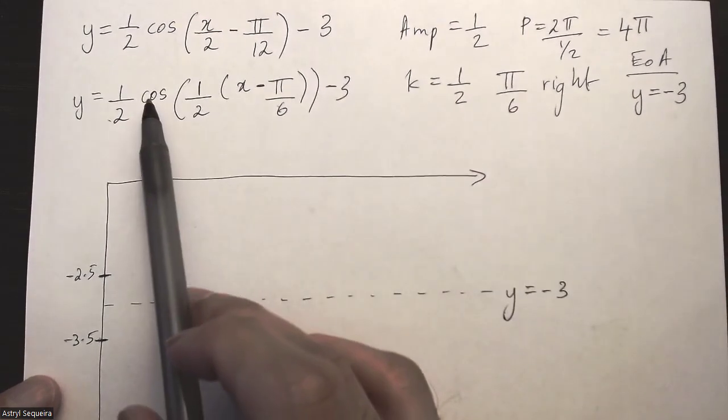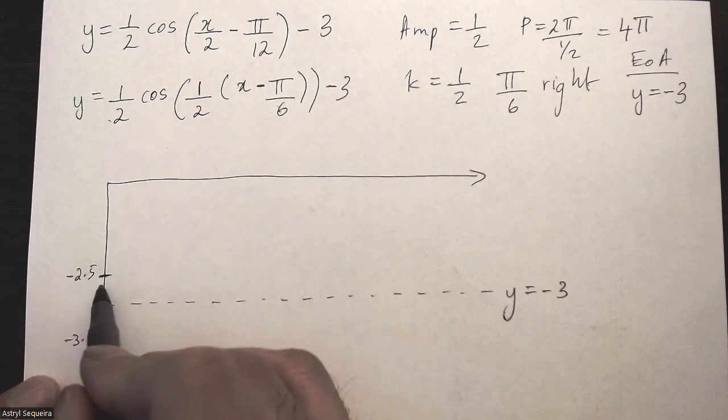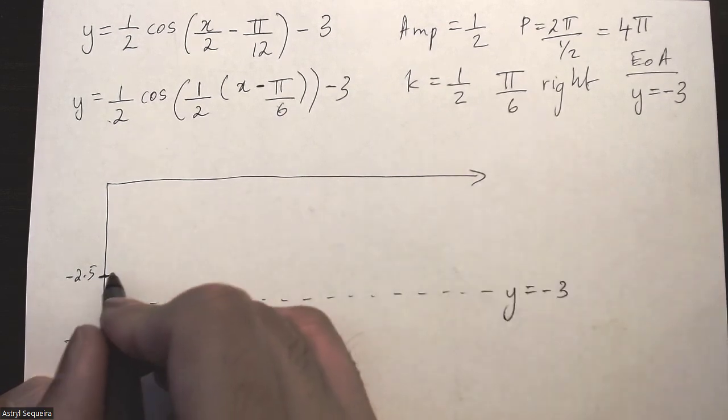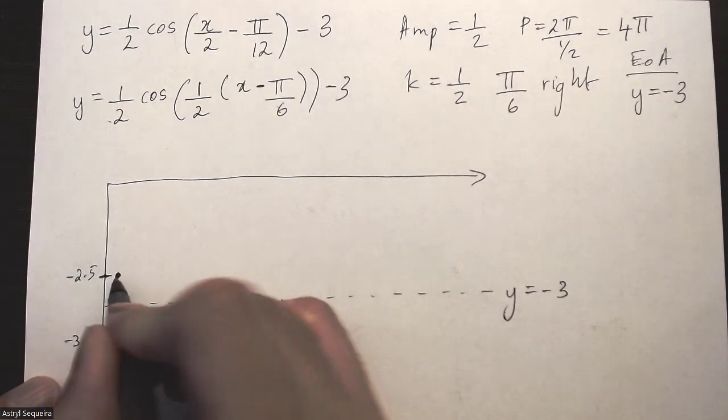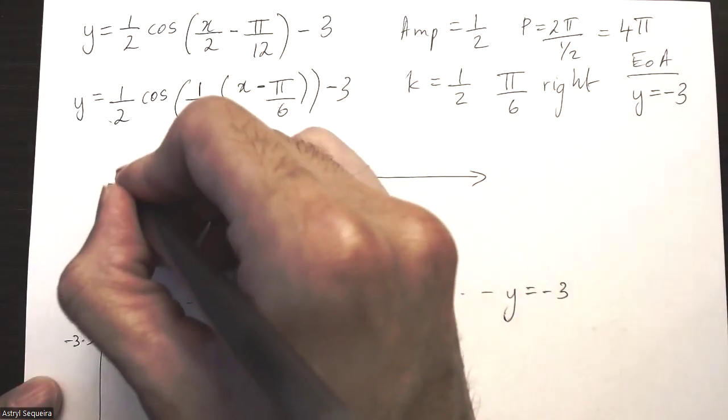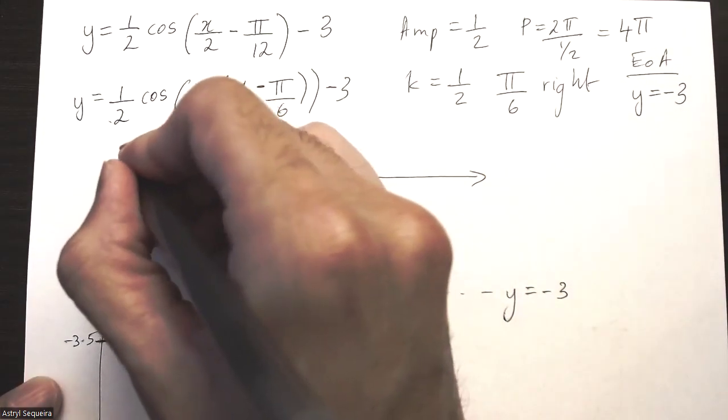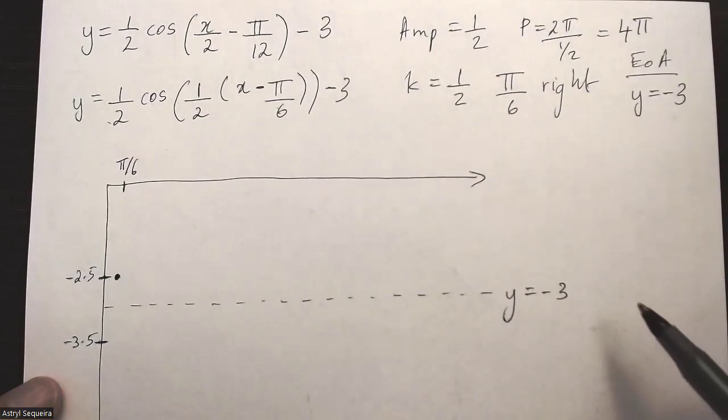And this is a positive cosine graph. A positive cosine graph normally starts at the maximum, but it's phase shifted pi over 6 units to the right, so I'm going to move a bit to the right over here. That's at pi over 6.